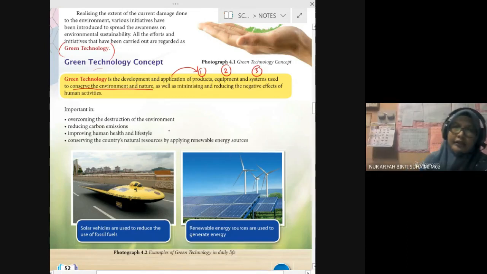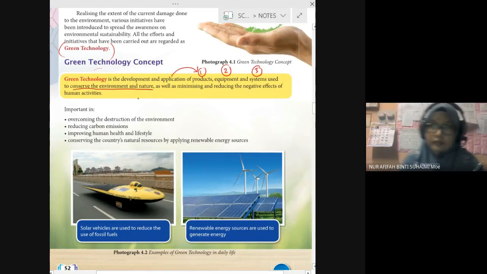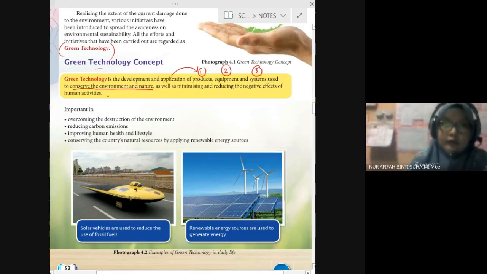Yeah, there is green technology, development and application of what? Product, equipment, and system use. Why? To conserve our environment and nature, and also reduce the negative effects, such as pollution.